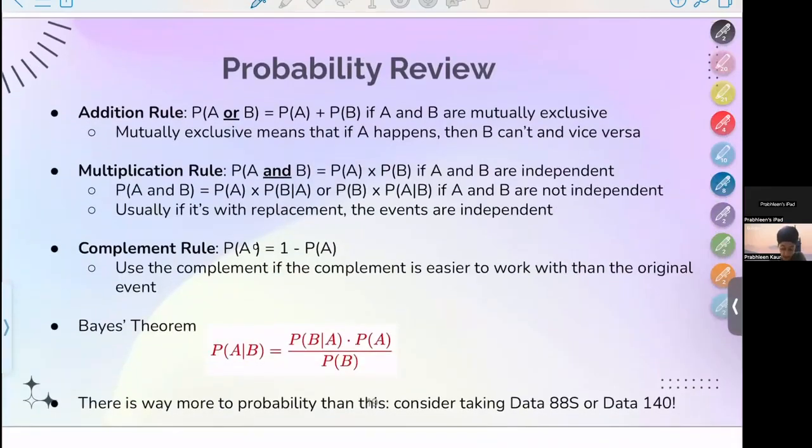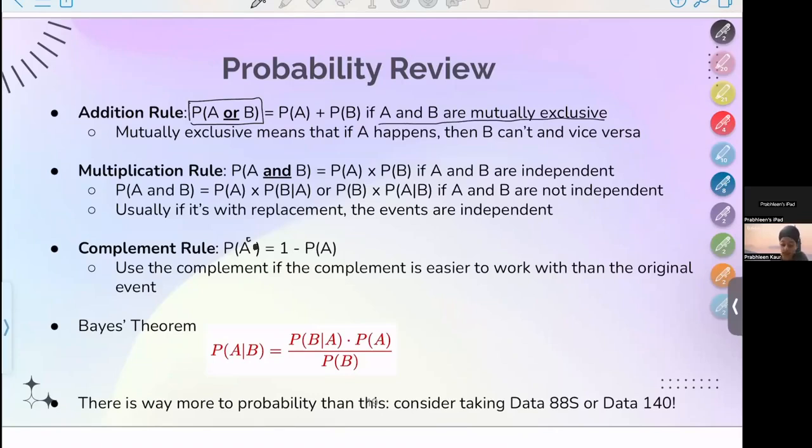So there are some rules here that are the basis of probability. We have the addition rule, multiplication rule, and the complement rule. The addition rule is for when we're interested in getting the probability of event A or event B happening, and A and B are mutually exclusive, i.e., A and B can't happen at the same time.